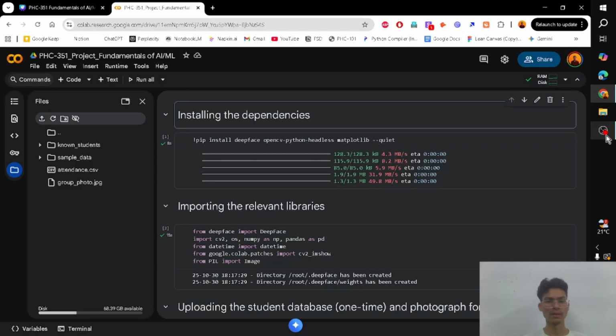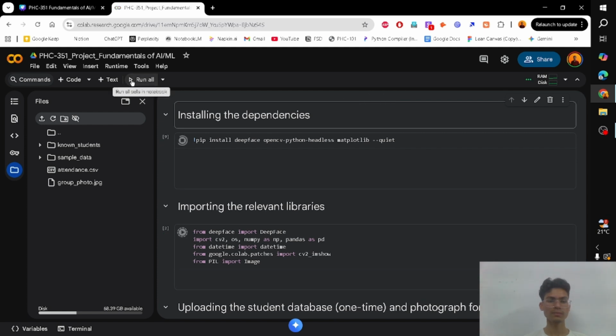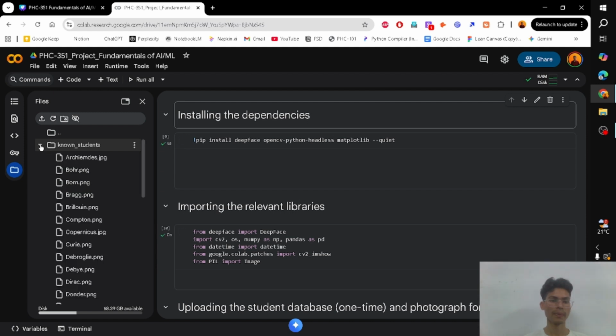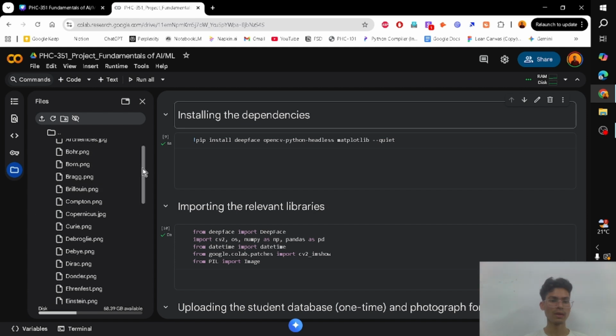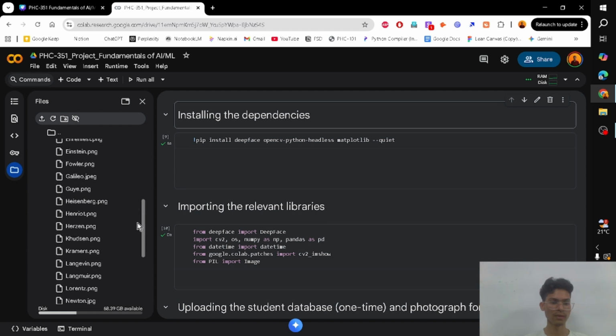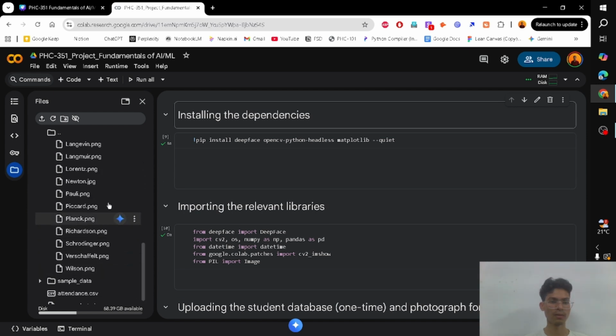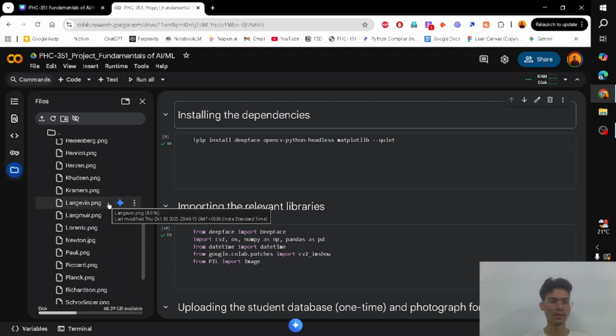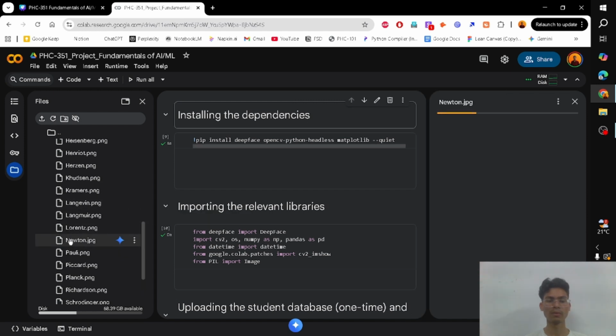So yes, let's start the demo. I'm going to run the code. In the meantime, we can just go through the data. Here are the images of known students, like Archimedes, Bohr, Bond, Bragg, and the names of all the scientists. I can show you how the pictures are. Let's open one picture while the code is running. So this sort of faces are there. And we have the god himself, Newton.